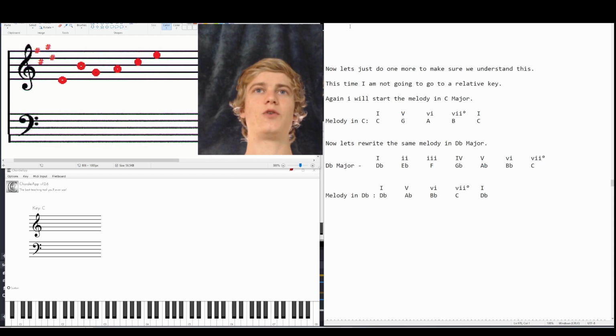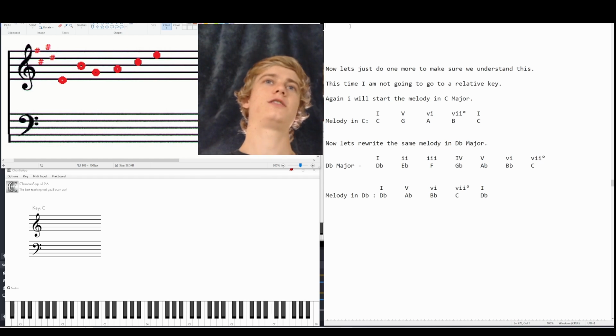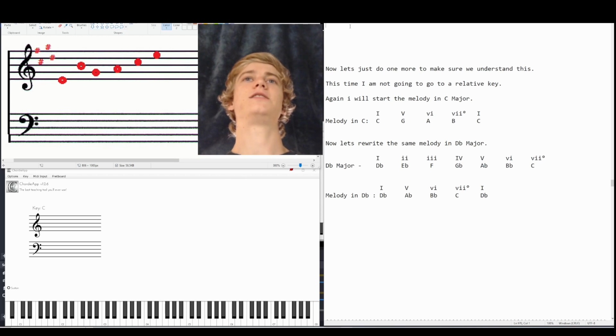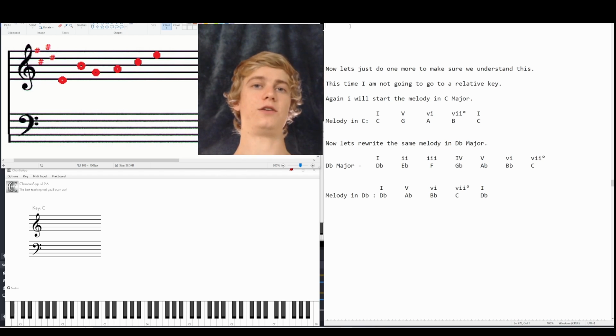Okay, let's do one more to make sure we understand this last topic, step 3. This time I'm not going to use a relative key. Again, I will start on the melody in C major. So our melody in C is C, G, A, B, and C, and that is a 1, 5, 6, 7, and 1 if you're thinking about it in the diatonic notes.